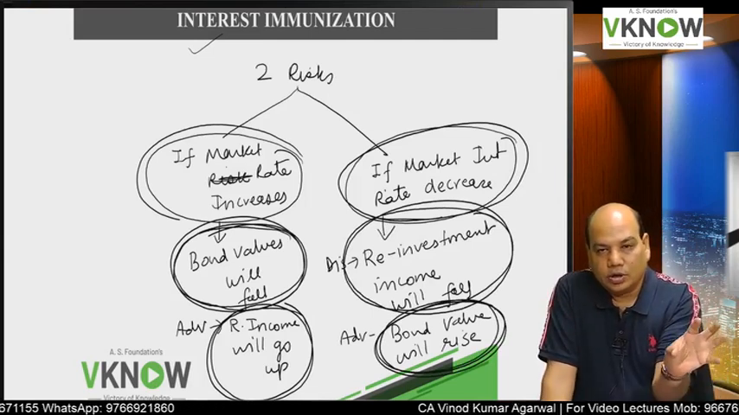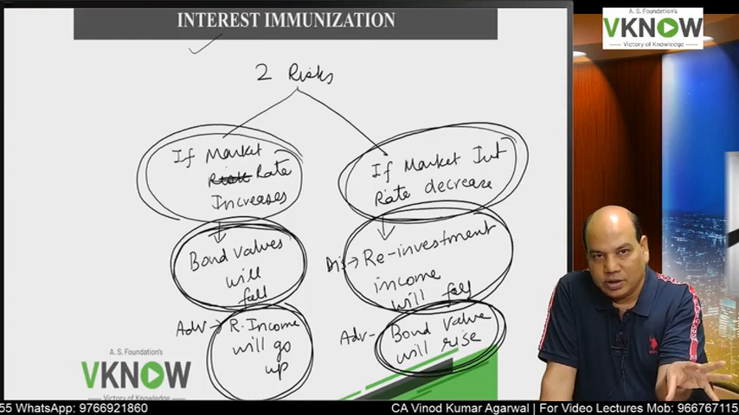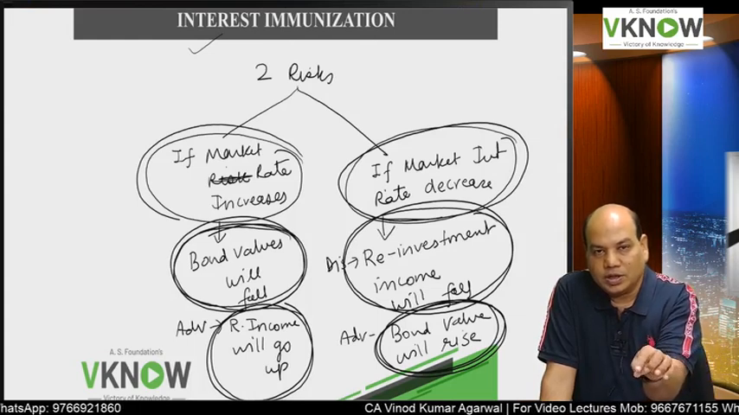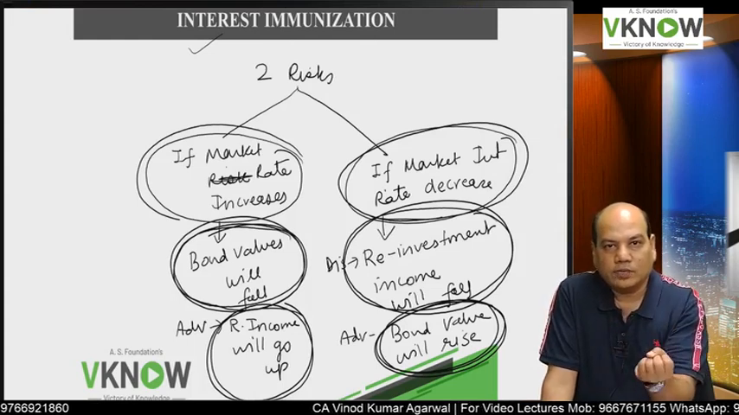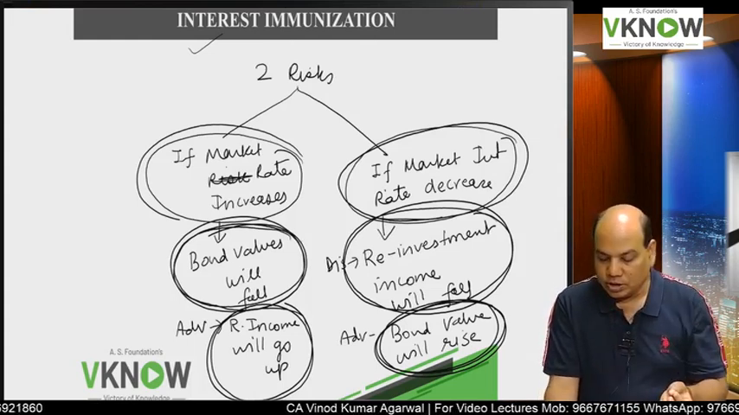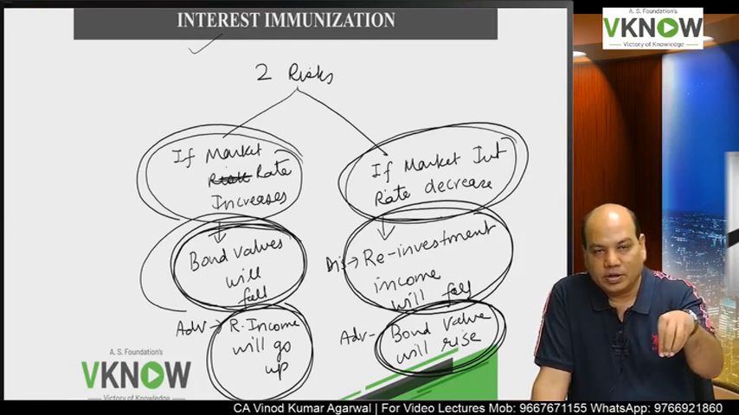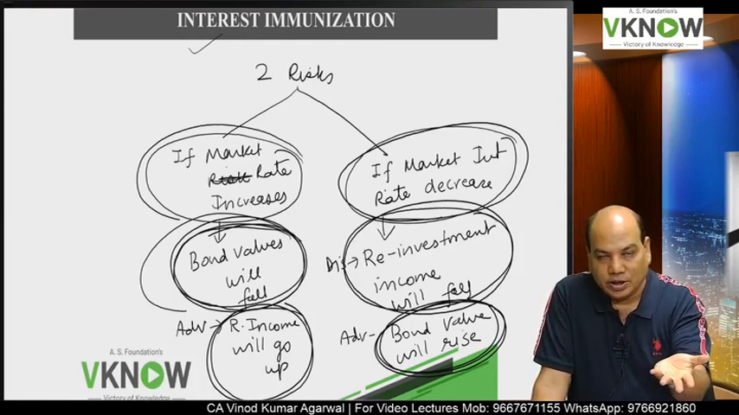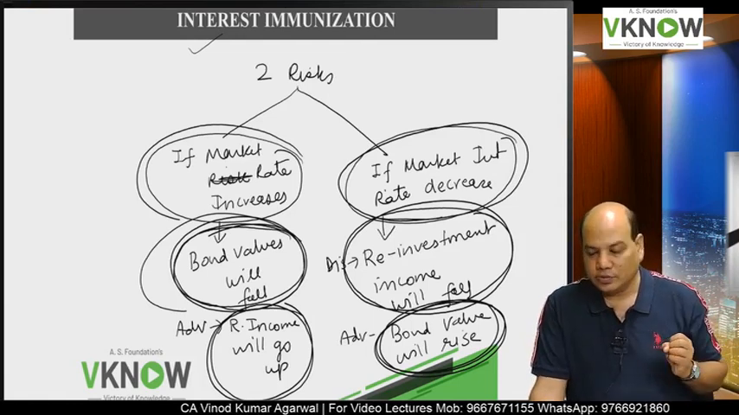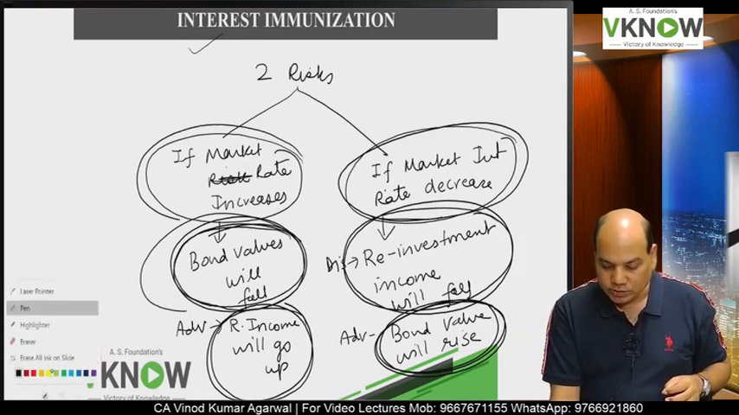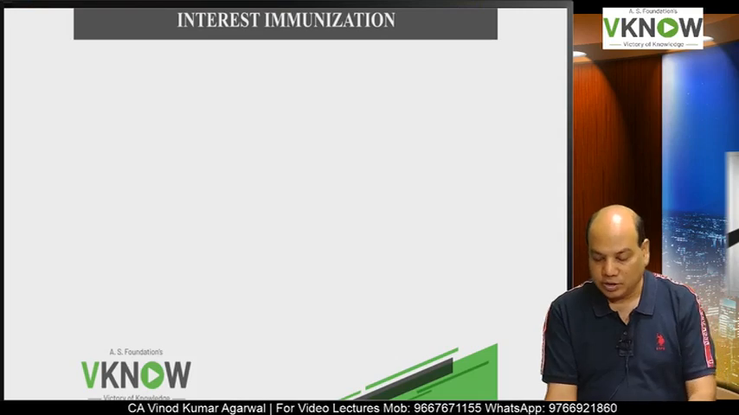So if the loss in reinvestment income is compensated by the gain in the value of the bond, then you are protected from the risk. Similarly, here also, the fall in the value of the bond is compensated by the reinvestment income gain, and you are protected from the risk. So this concept of immunization is very interesting.